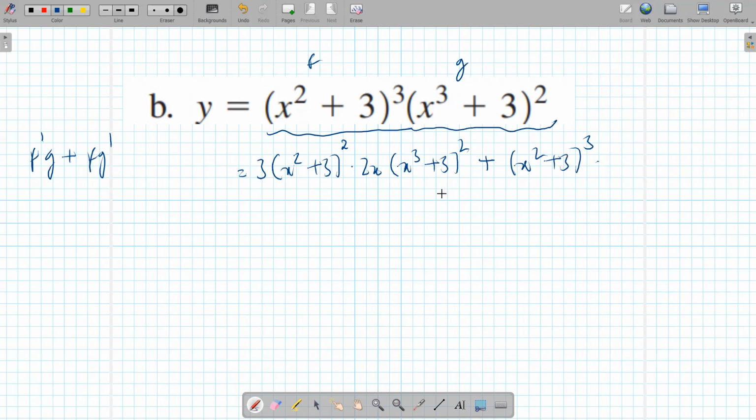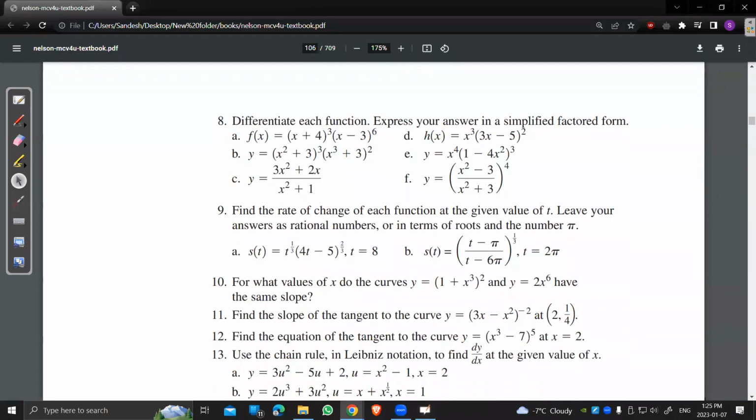Again, the entire thing as it is, bring the two to the front. Yeah. What do you multiply it by? 3x to the power of two. Yeah, there we go. And that's going to be it. That is it.